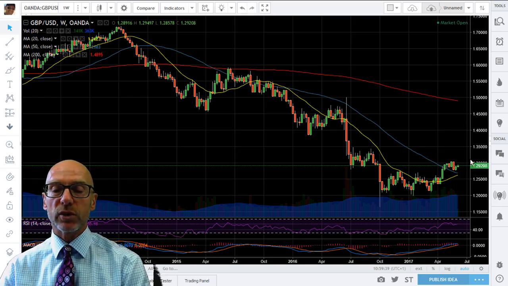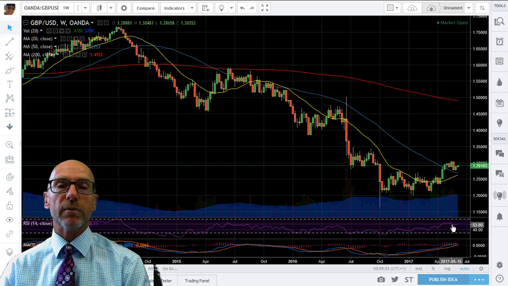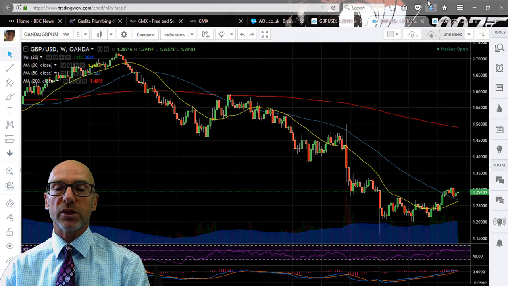Other factors on this weekly, here the 50-week moving average is moving down as a negative influence, but the 20-week is moving up as a positive. RSI, again, it's above 50. Starting to lose a bit of its upside momentum, but it's above 50, 55.91, and the MACD are still positive.